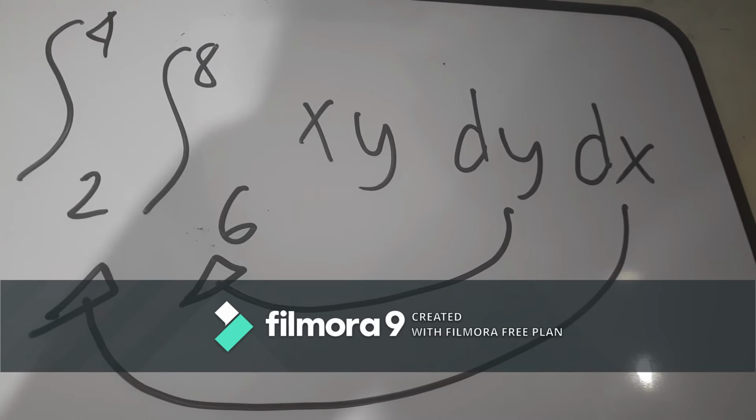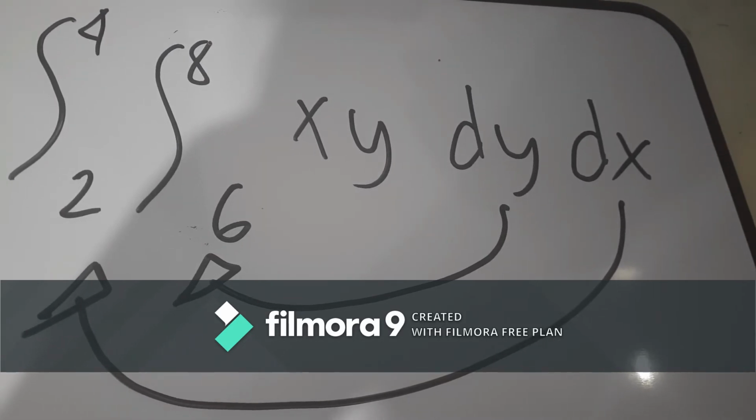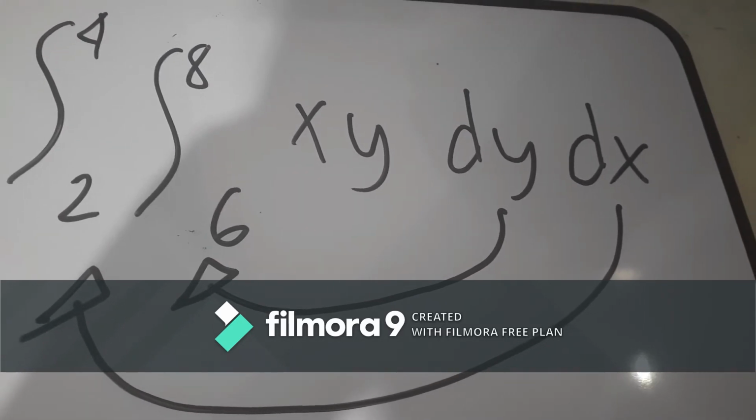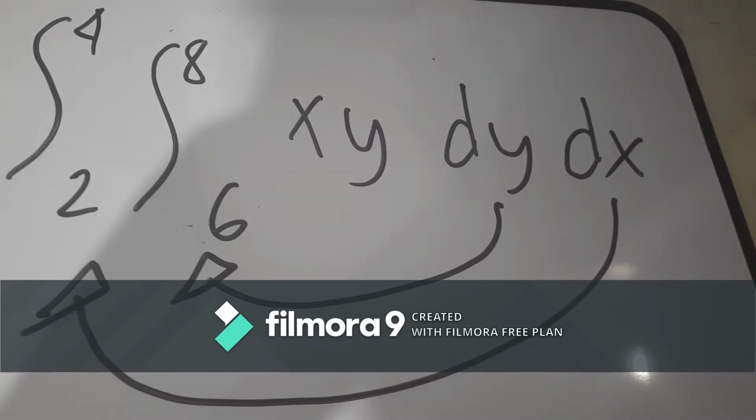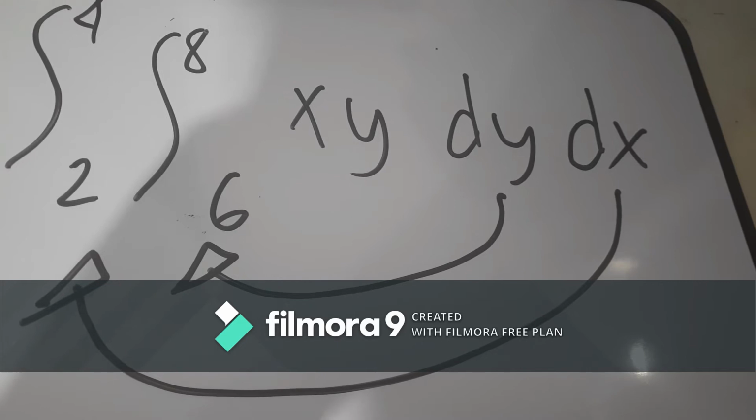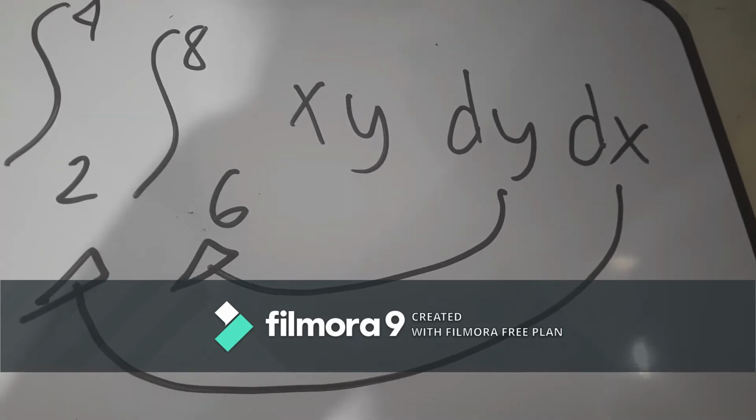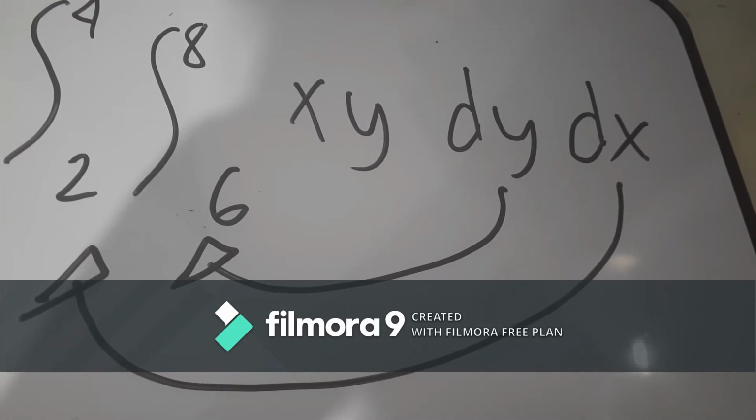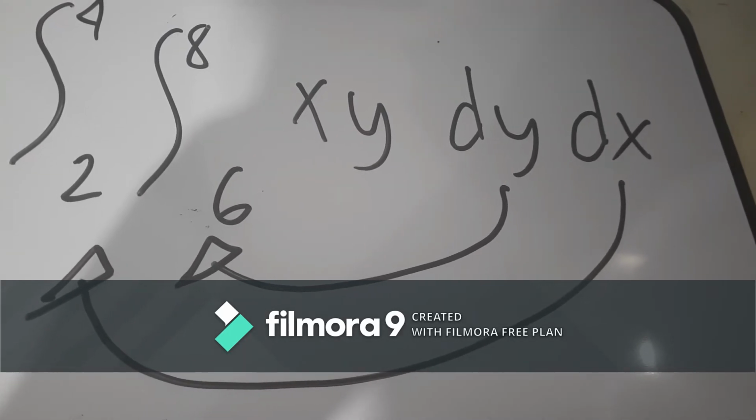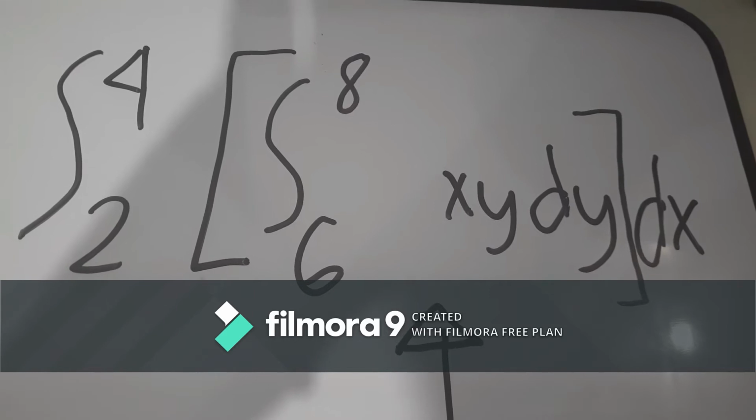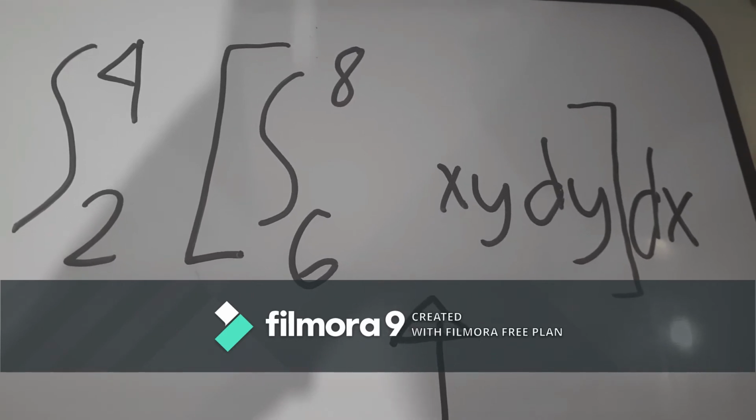We need to realize that the values 8 and 6 correspond to y values, and notice the dx is written outside, therefore 4 and 2 are x values. If you put the integral with the 8 and 6 on the outside of this expression, dy has to be on the outside part as well. We are going to evaluate this expression in the middle.